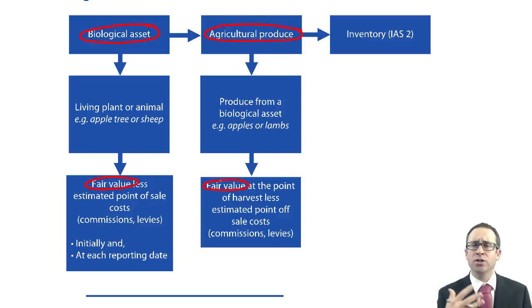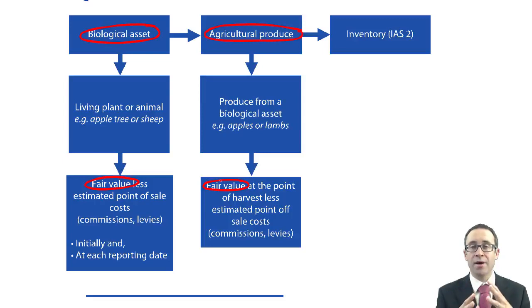Do just note it does exclude any transportation costs. The transportation costs wouldn't be included within a deduction, but you would take account of them in the fair value. But that's getting a little bit too complicated. The key bit is that your point of sale costs exclude any transportation costs. When you're valuing the asset and when you're valuing the produce, you just need to give consideration to those points.